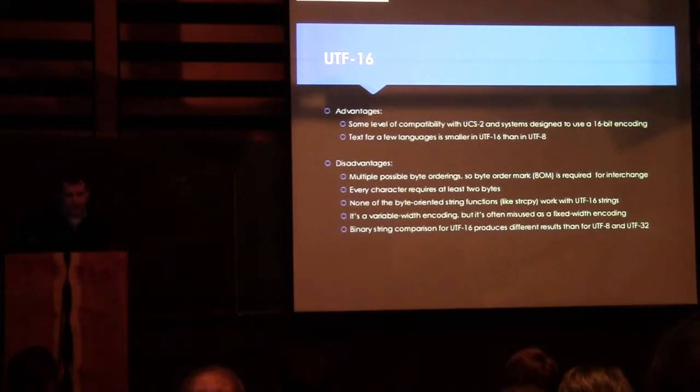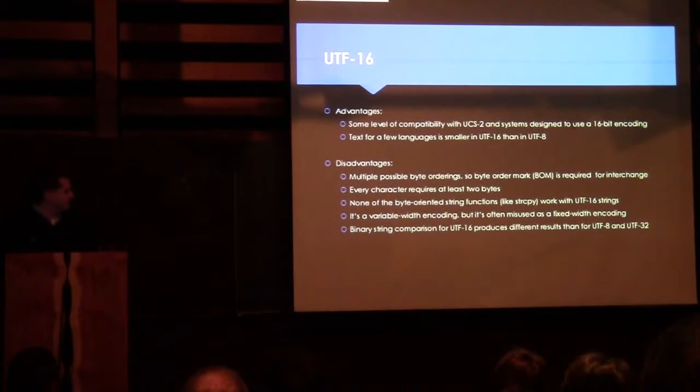So there's a couple of advantages to UTF-16. The most notable one is that we get some level of compatibility with UCS2, which is important for a lot of systems. There are a few languages, and again I have the list in a moment, where text is smaller in UTF-16 than in UTF-8 in terms of the number of bytes required to represent it. But there's a lot of disadvantages here. There's multiple possible byte orderings, so you still need the byte order mark just like in UCS2. Every character requires at least 2 bytes.